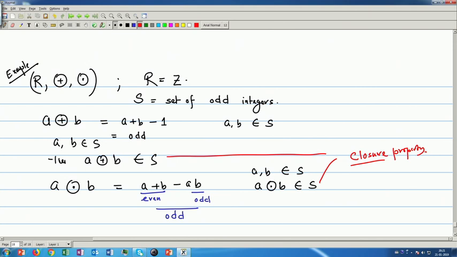So, I can write that S is actually a subring of Z, here R equal to Z. Okay.